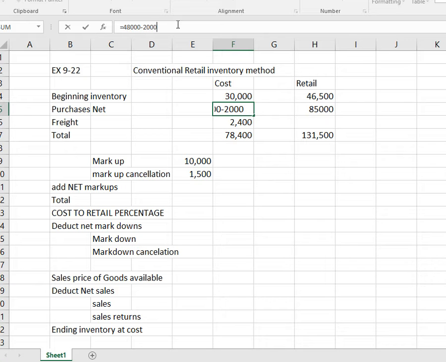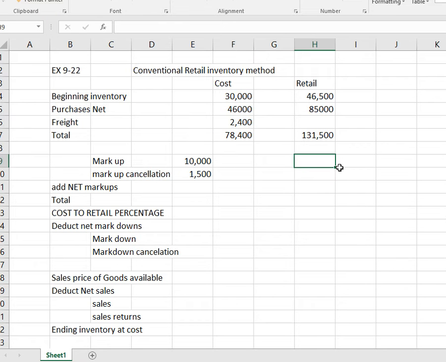So this is a net number that I had already calculated. Also a net number, purchases net. Freight, we know that inventory includes this freight, shipping, that is a cost of inventory, and we need to include it and not forget about it. So our total over here, 78,000 and 131,500. So freight is part of that inventory cost and not on the retail side.